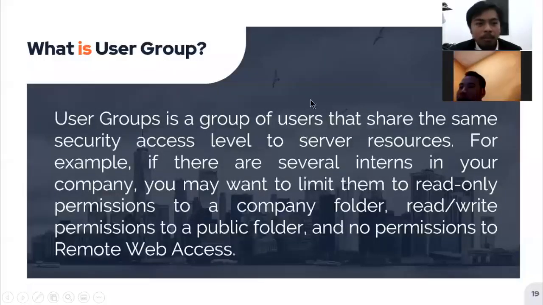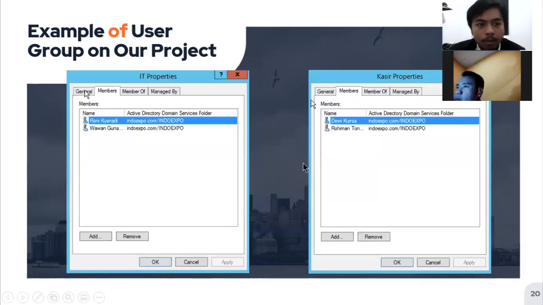Number 6, user group. What is a user group? A user group is a group of users that share the same security access level to a server resource. For example, if there are several interns in your company, you might want to limit them to read-only permission to a company folder, read or write permission to a public folder, and no permission to remote web access. This is the example of user groups on our project. This is the IT group and this is the cashier group.